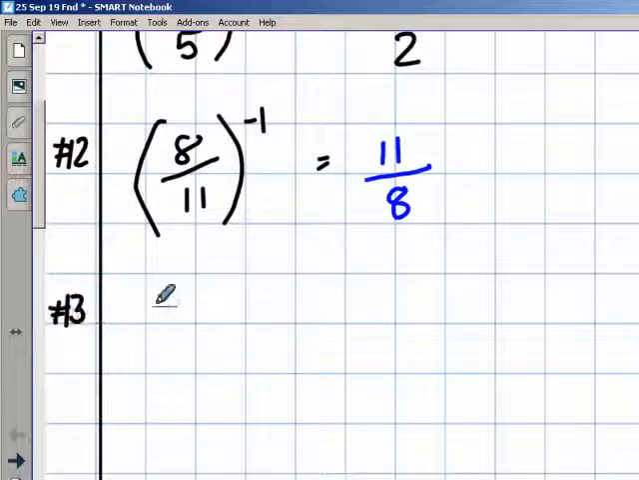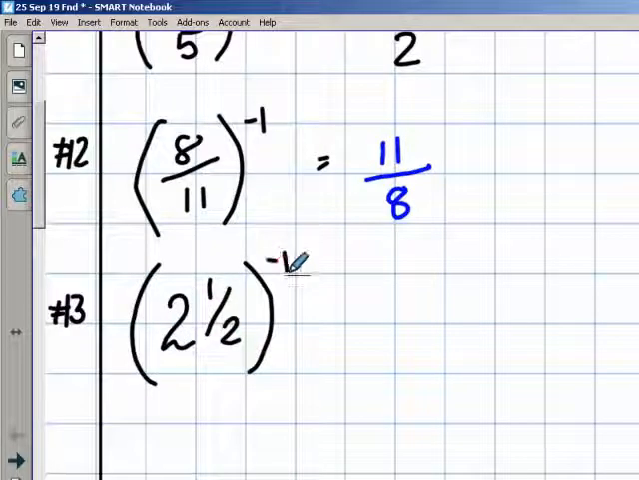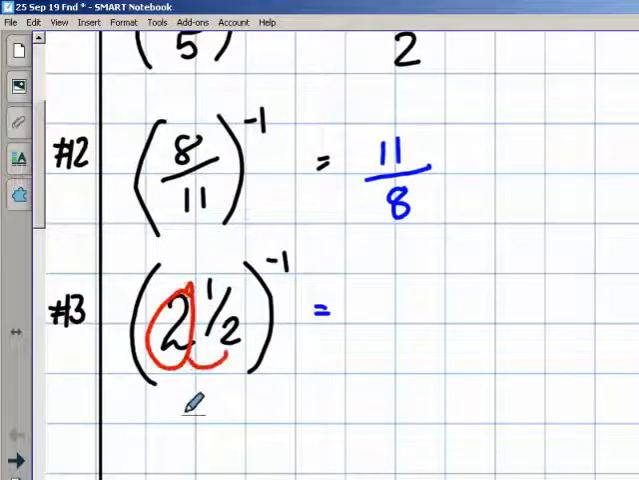Example 3. 2 and a half, all to the power of minus 1. So what you do is you turn it into an improper fraction. Now just a reminder of what you do. You take the big number times the denominator, 2 times 2, and then add that. So it's times, then add. So 2 and a half to the minus 1 is 5 over 2 to the minus 1.